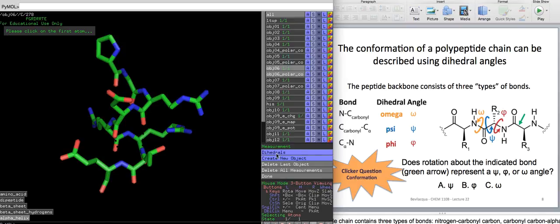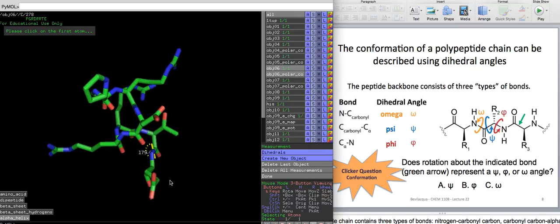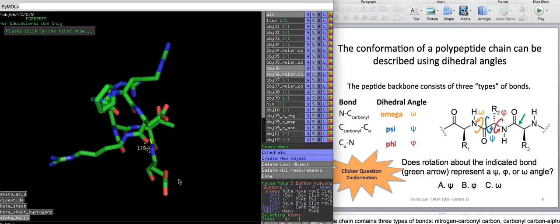I've got my measurement set up for dihedrals. I want to measure the dihedral angle about this bond, and so I'm going to click the carbon before, the N, the CO, and then over here the C alpha, and that's going to give me the angle, and it's kind of hidden back in there, and I can go back and find it. There it is. It's 179.4.